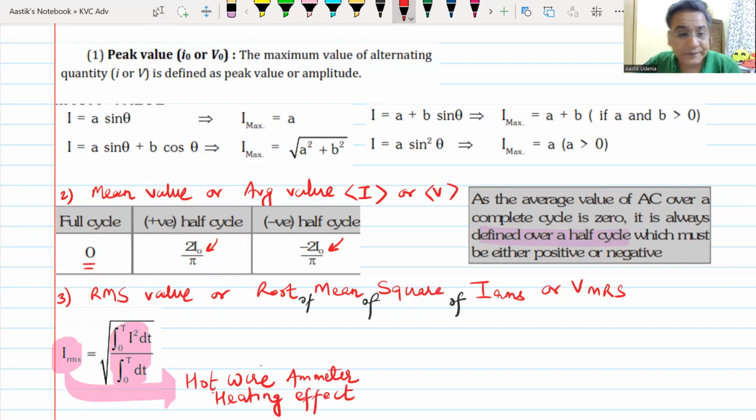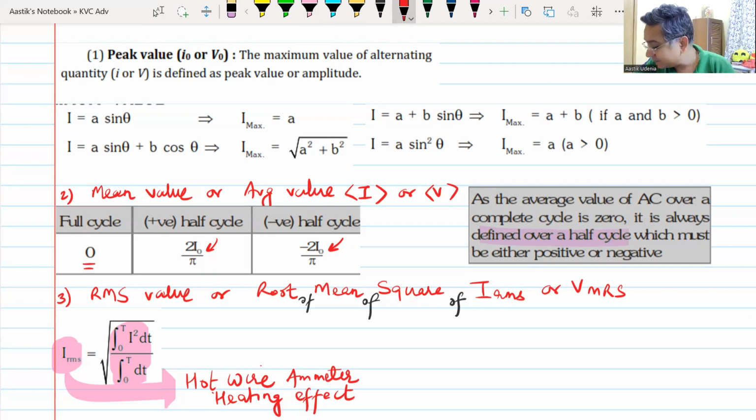So whenever anyone talks about the value of AC current, he is not giving you the average value, he is not telling you the peak value, he is always talking about the RMS value of voltage or RMS value of current. Do we understand this? Because this is the only value of voltage or current that can be measured with a measuring device, whether it's an ammeter or a voltmeter.